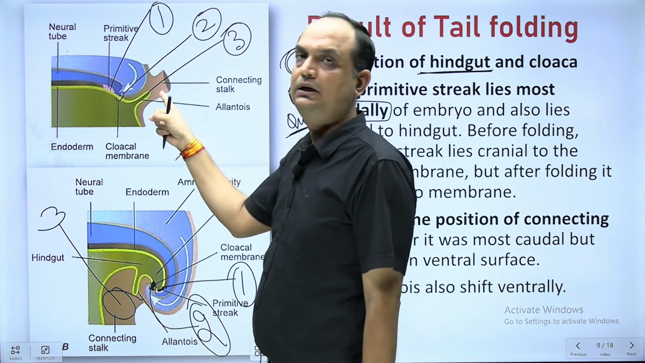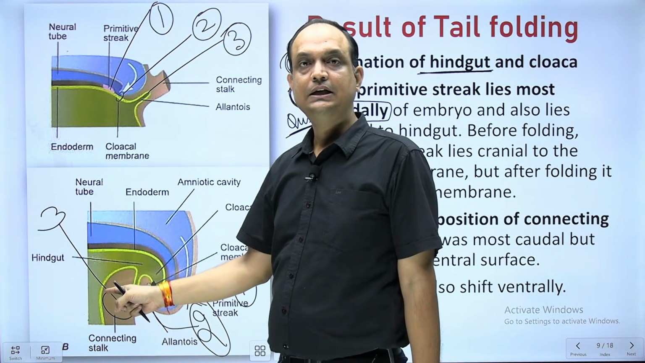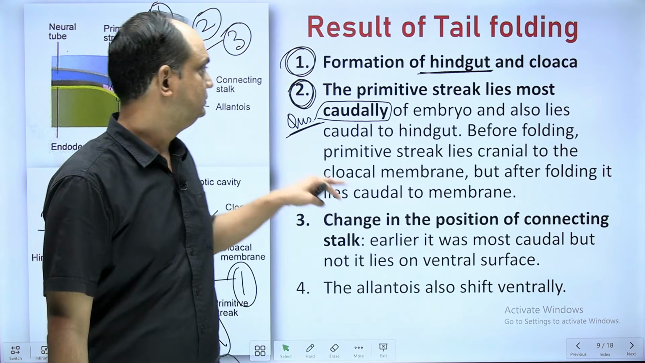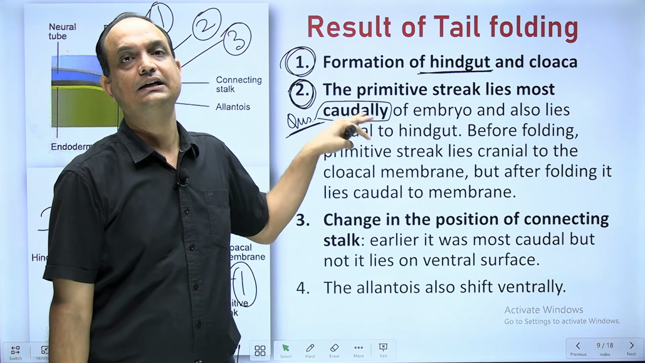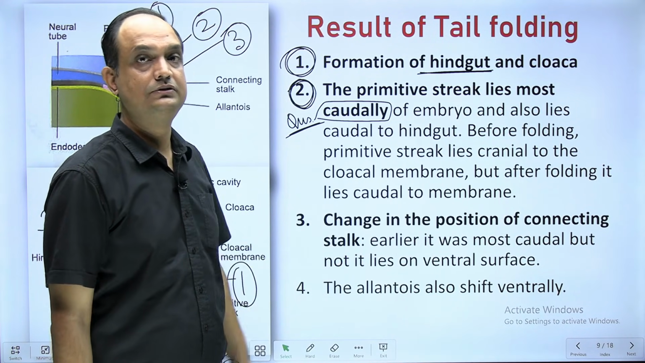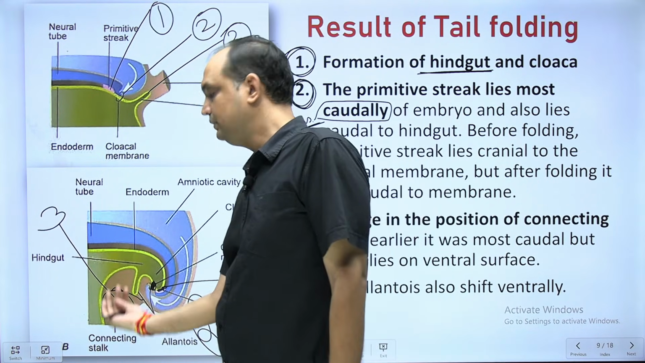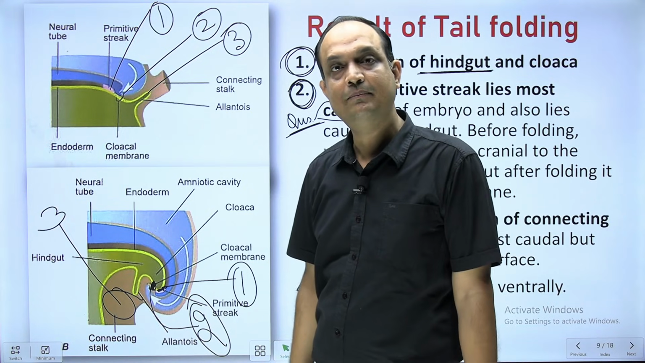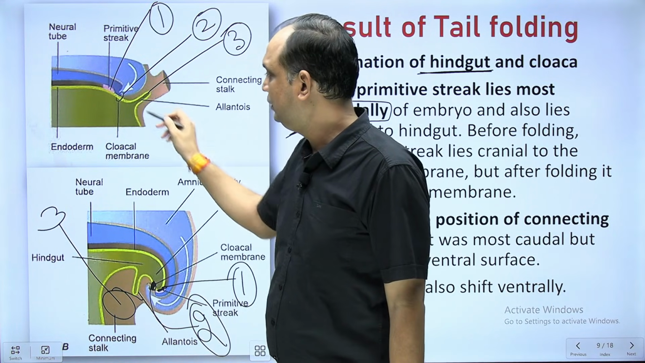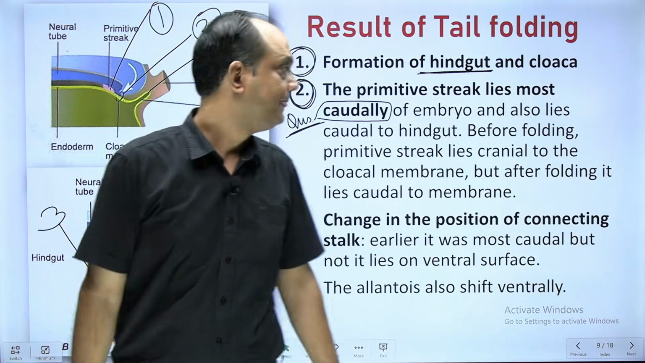membrane lies anterior to your connecting stalk. But now the connecting stalk lies most anteriorly, then you will have the cloacal membrane, and the primitive streak is most caudal. So what structure lies most caudally? Answer is primitive streak. Now a change is taking place in the position of the connecting stalk also. The connecting stalk is no more present caudally, it shifts onto the ventral aspect of the developing embryo, and along with that, not only the connecting stalk is shifting, the allantois also changes its position and shifts into the ventral aspect.